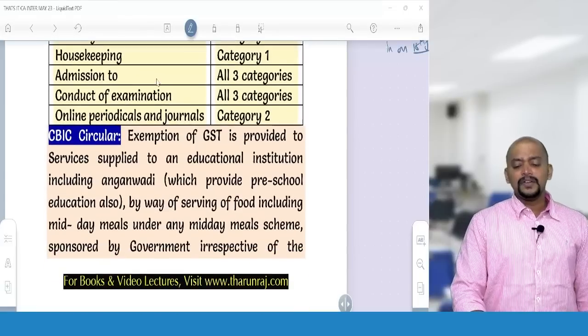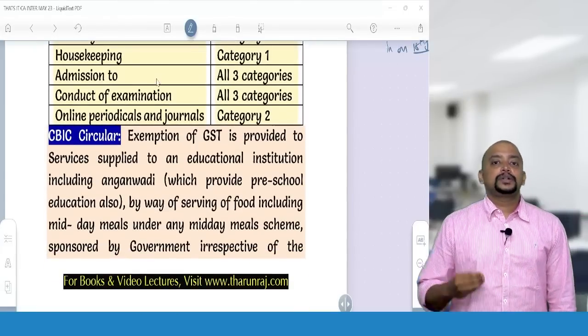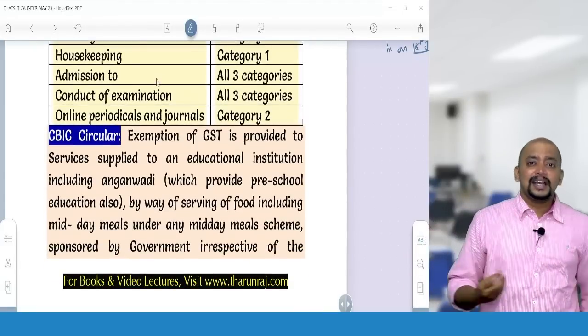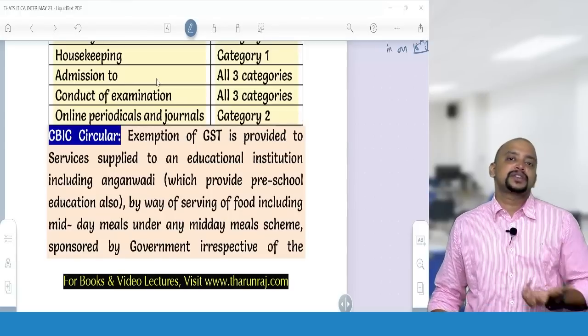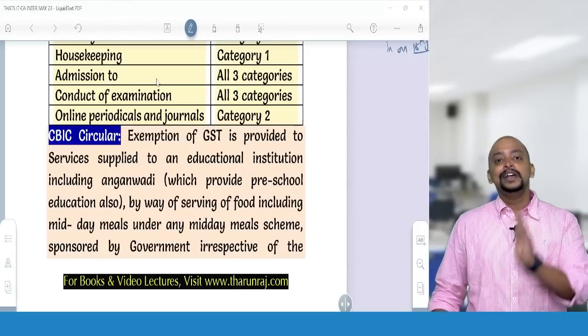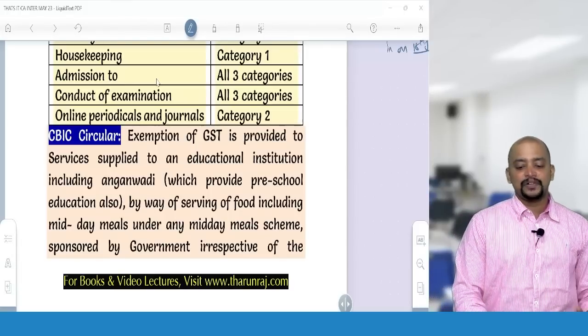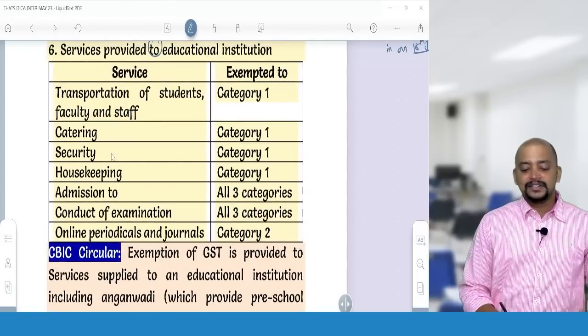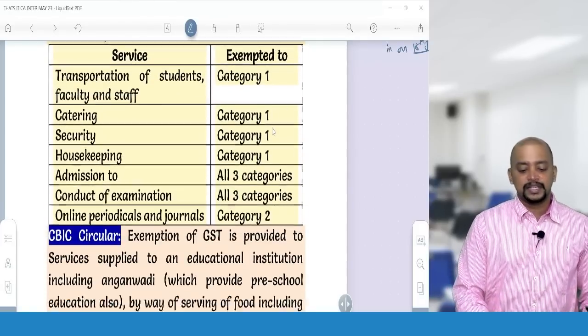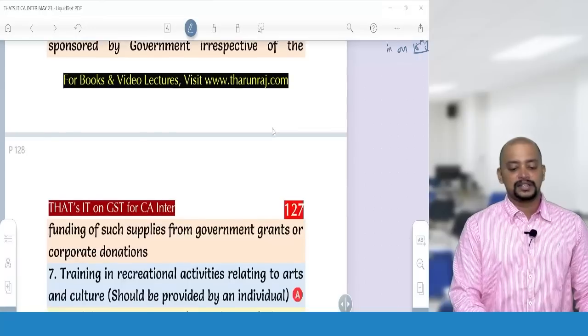Then, whether catering service provided to Anganwadi school is exempted. Yes, Anganwadi schools come under category 1 education institution, that is up to 12th standard. So if any catering service is provided to them, it is exempted, because catering service provided to category 1 institution is exempted. That is the CBIC circular.